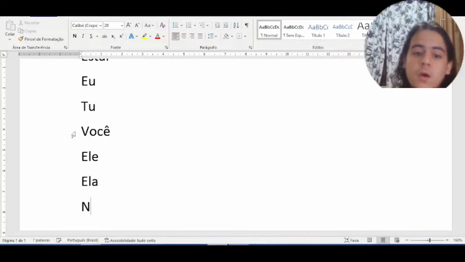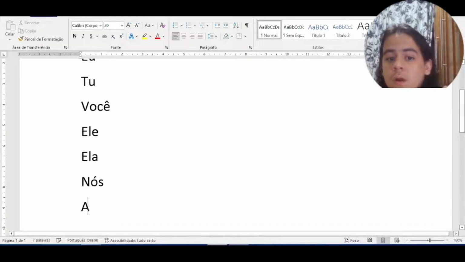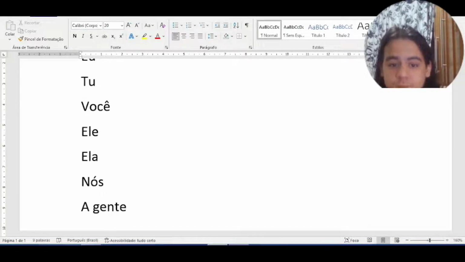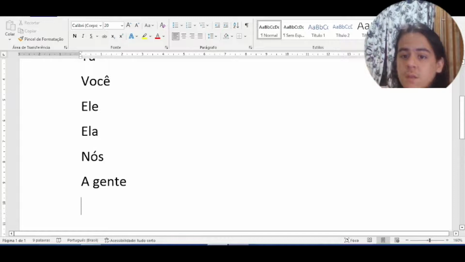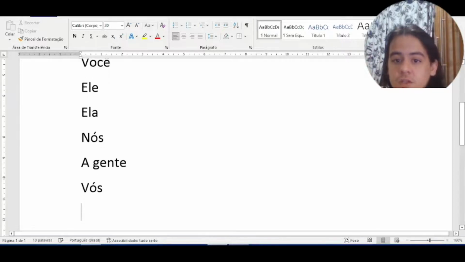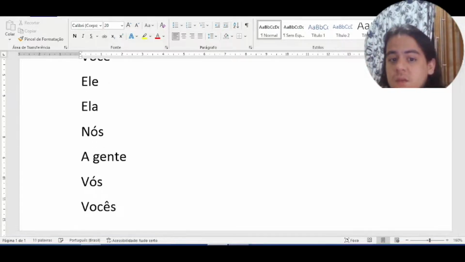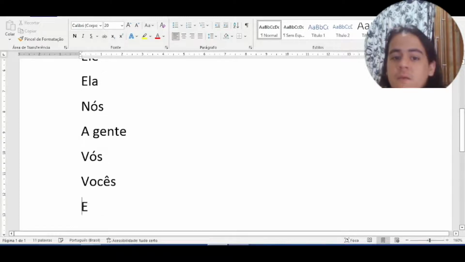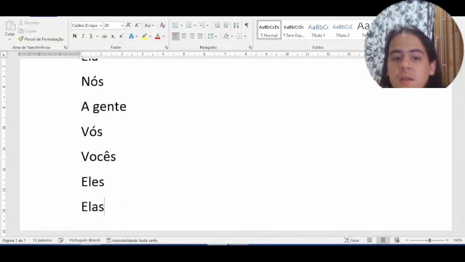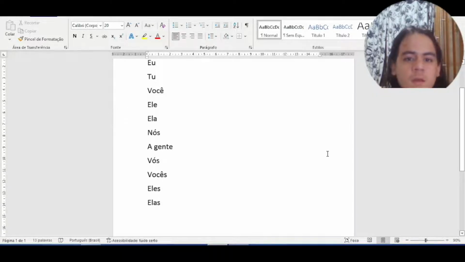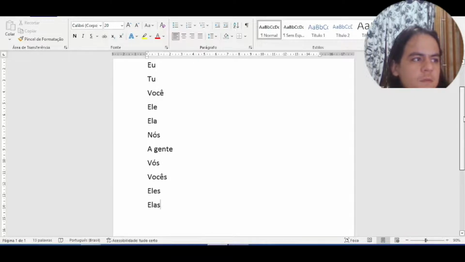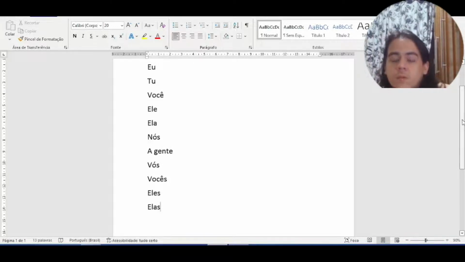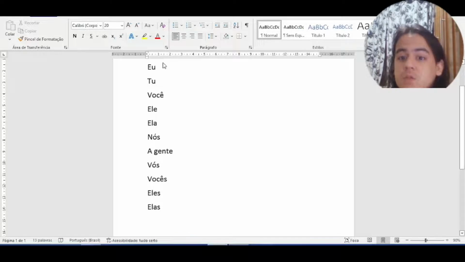We can be nós or a gente. You in the plural can be vós or vocês. And we have eles and elas for they. Eles for men, elas for women. So here we have the personal pronouns. So let's begin the conjugation.